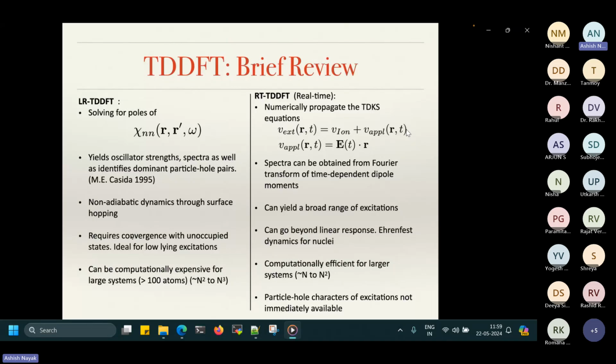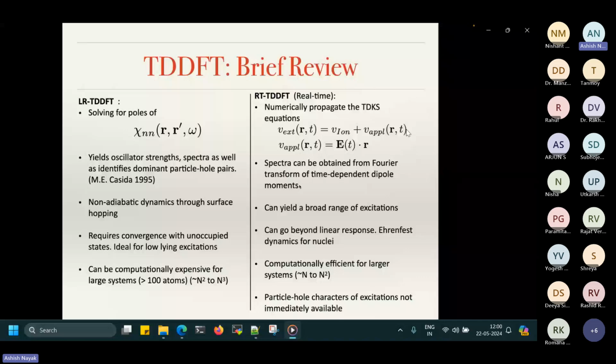The downside is that it requires a convergence with unoccupied states. There are methods which obviate the unoccupied states, but then have their own issues in terms of limitations and scope of applicability. And because of this involvement of unoccupied states and several other reasons buried in the solution of the poles for the response function, the method can be computationally expensive for very large systems. Remember that we are looking at large systems. Typically they could be 100 atoms or more, and the scaling can be anywhere between n squared to n cubed, which is not desirable.